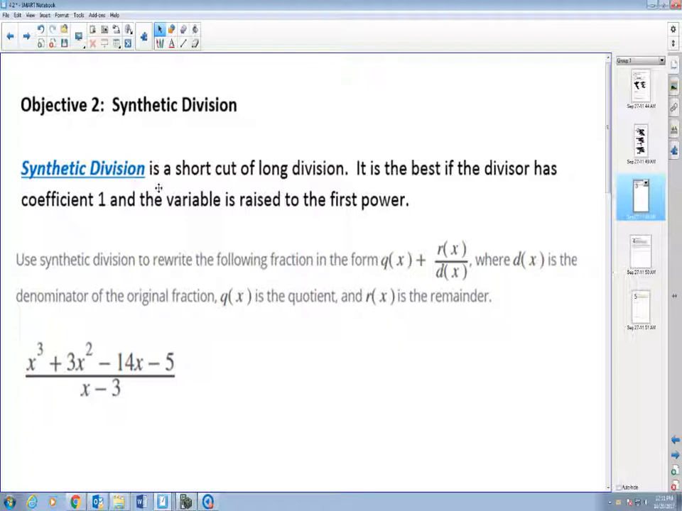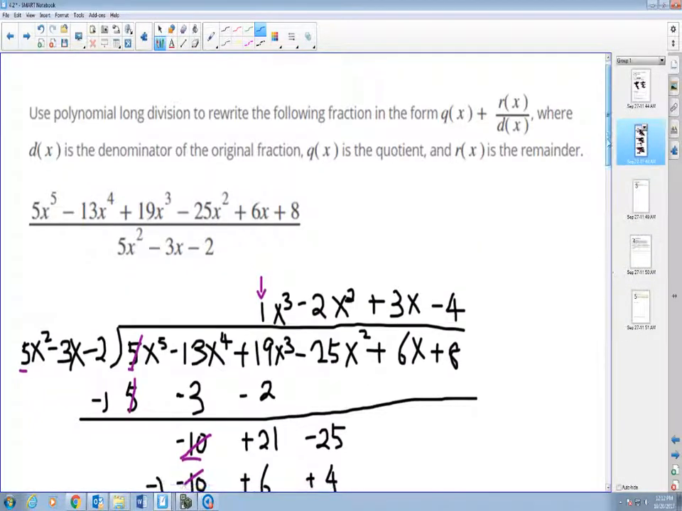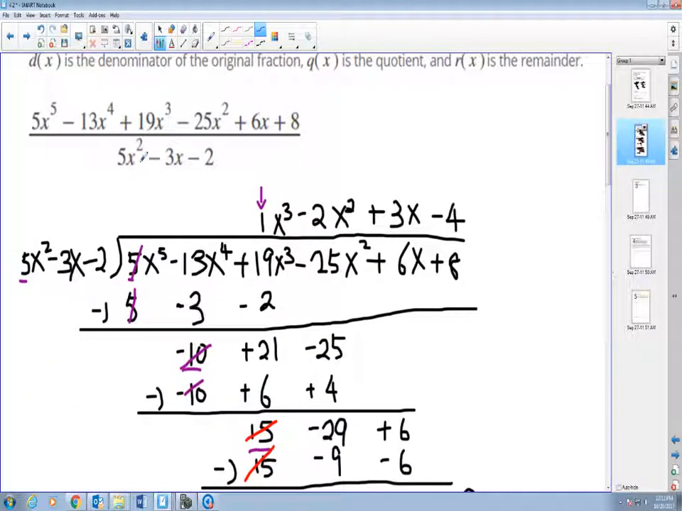What's considered a synthetic division is a shortcut of long division. It is best to use synthetic division if the divisor has coefficient 1. So if you look at this example, the divisor has a leading coefficient 1 and the divisor is also raised to the first power. Now if the degree of the polynomial in the divisor is anything other than 1, then we will have to use long division.